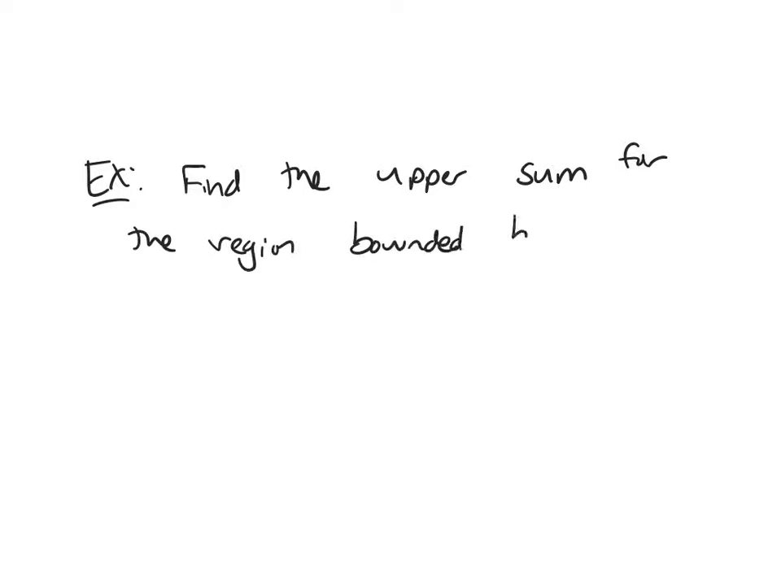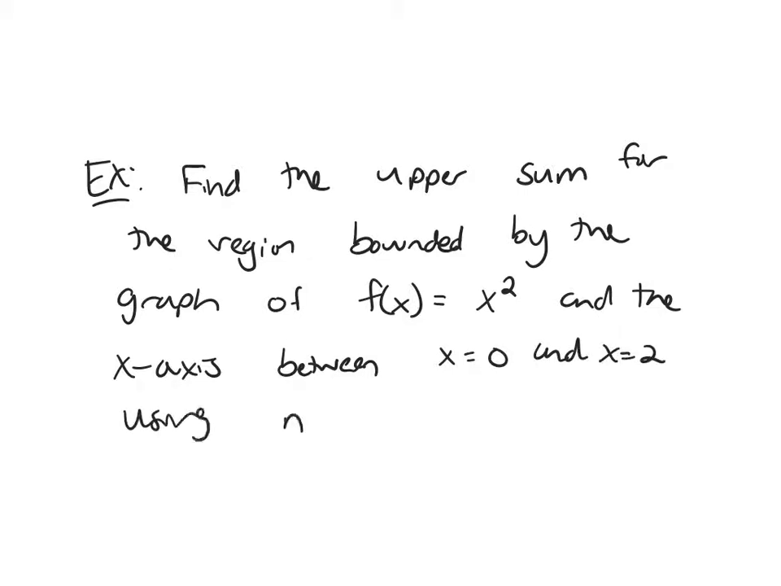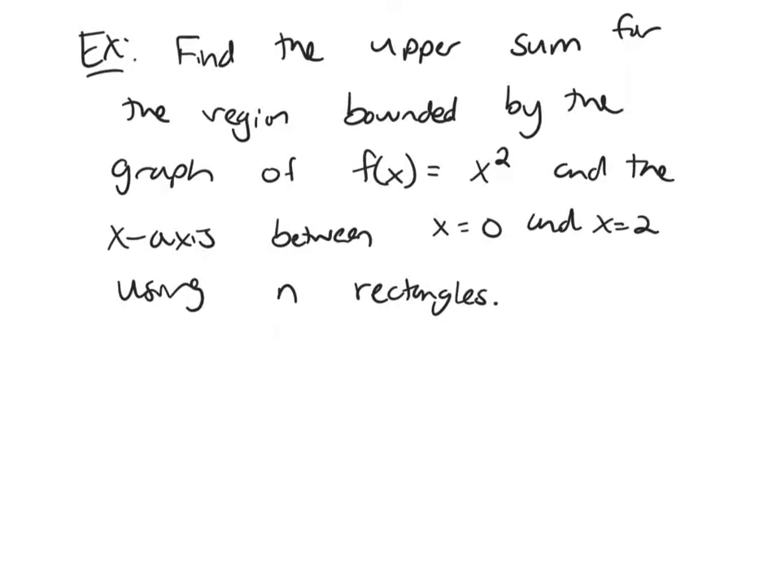bounded by the graph of the function x squared and the x-axis between x equals 0 and x equals 2 using n rectangles. Okay, so now we're finding the upper sum. So if you remember, in our last video we found delta x, the width of our rectangles, it was 2 over n.